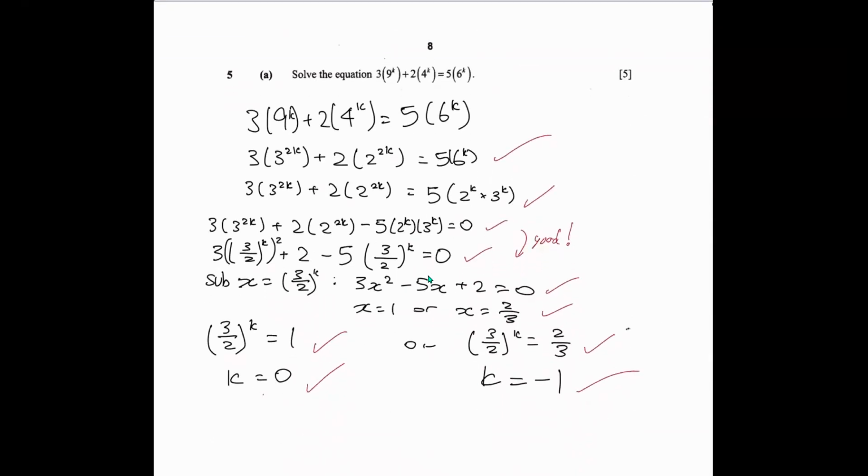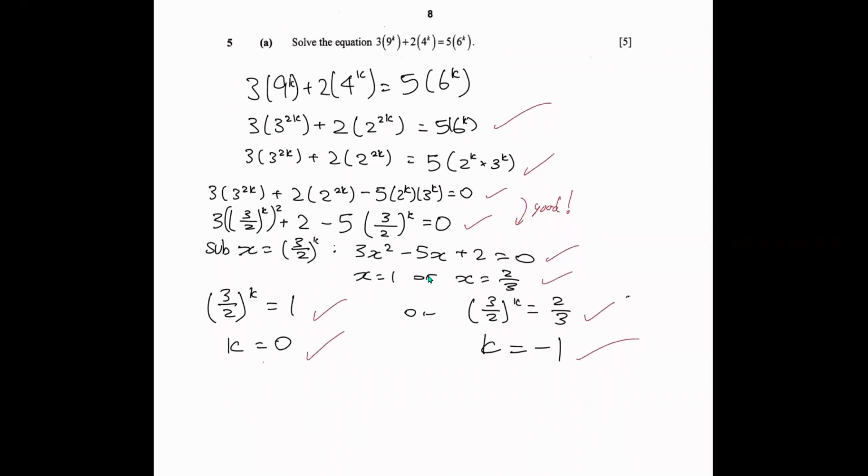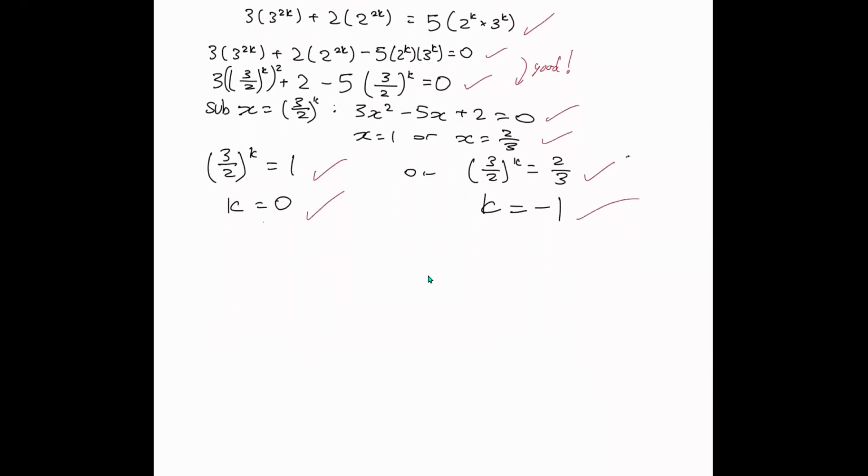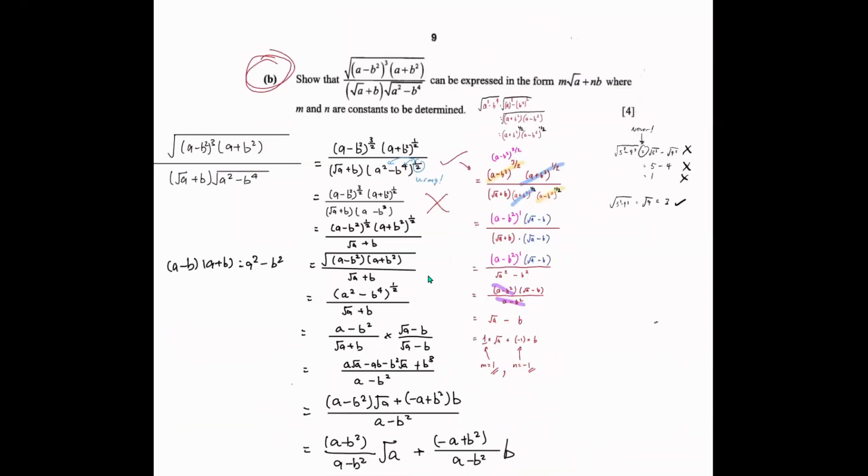Okay, this is very good. Yes, you managed to think of dividing by 2 to the power of k. Then you manage to do a substitution, x equals 3 over 2 power k. From there, you get a quadratic, solve for x, and then substitute back with 3 over 2 power k, and solve for k. Nothing to say.